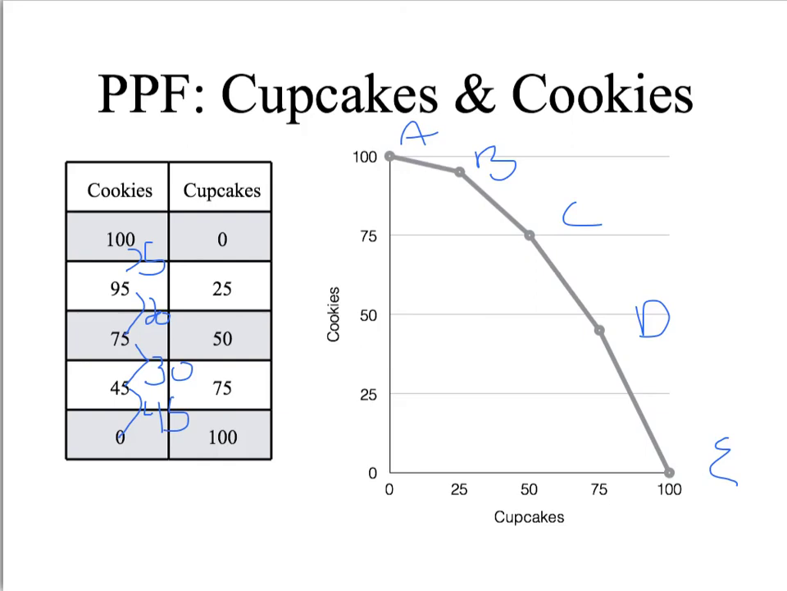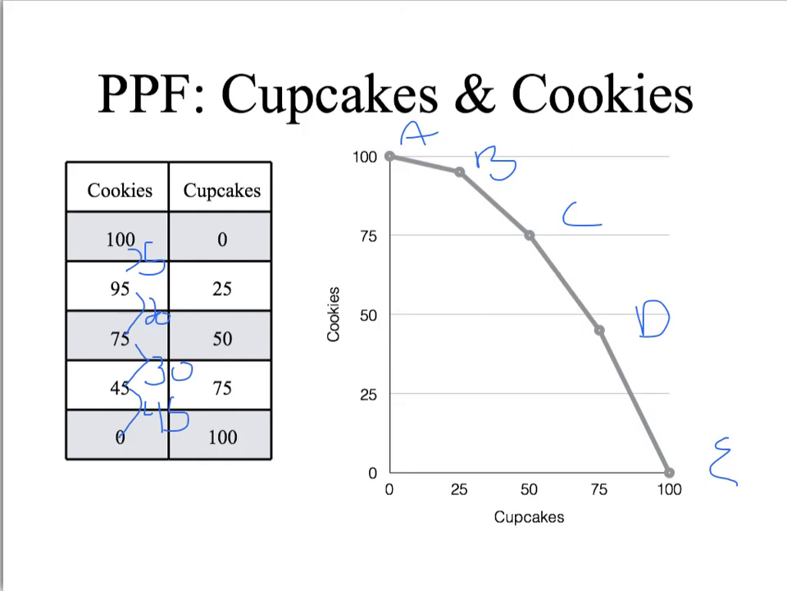So for example, at point A, all workers are making cookies. If we want to go from point A to point B, the workers that are going to stop making cookies are the ones that aren't very good at making cookies and are probably better at making cupcakes. Since these workers weren't that great at making cookies anyways, they're not going to give up so many cookies. When we go from point B to point C, these workers were a little bit better at making cookies. They probably are better at making cupcakes, but we still lose a little bit more cookies.